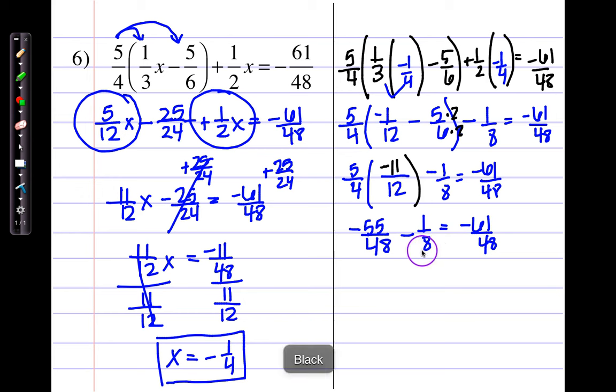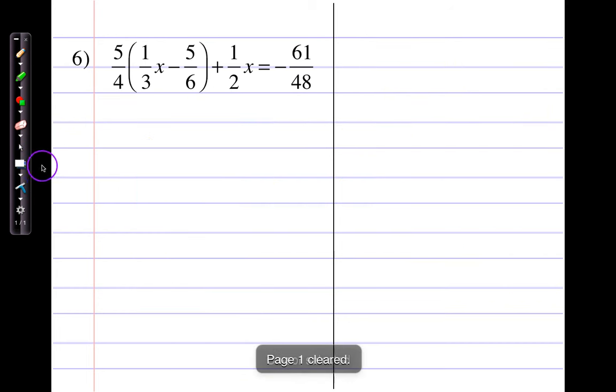Here, to get a common denominator of 48, I'm going to have to multiply the second fraction by 6. So -55 minus 6 is going to be a -61. Does that equal my -61 over 48? Yes, so I know my answer is correct. So let's just keep moving forward.